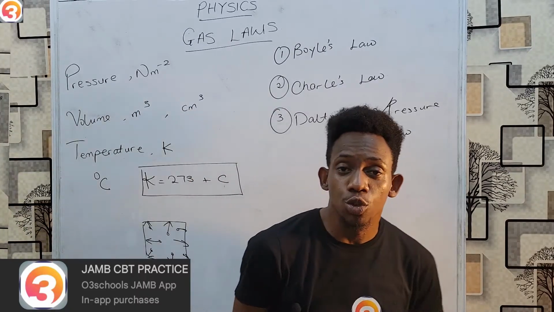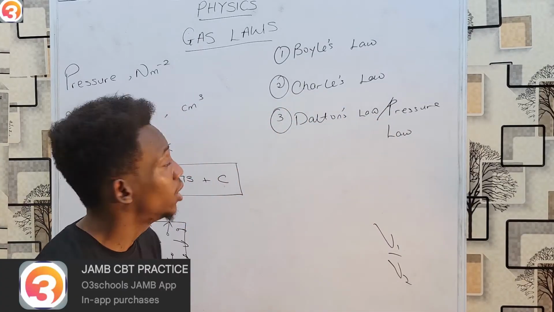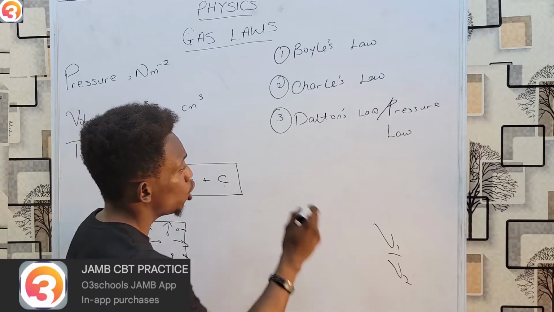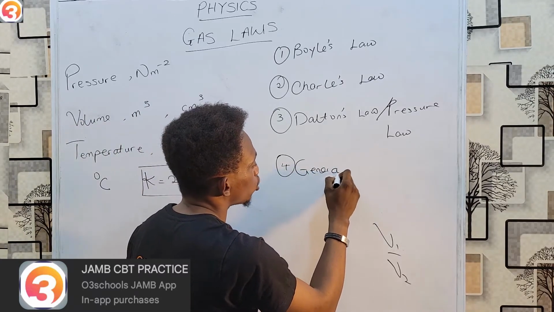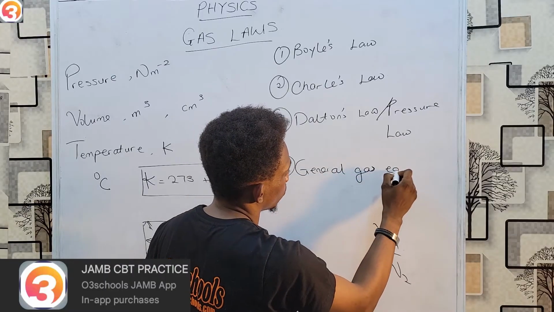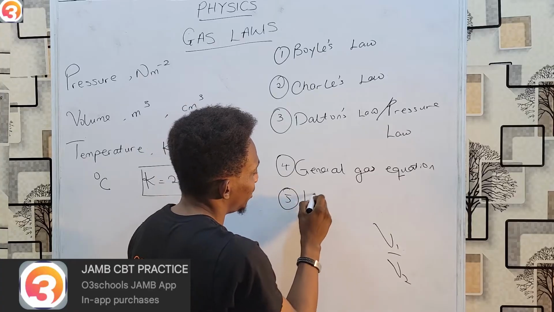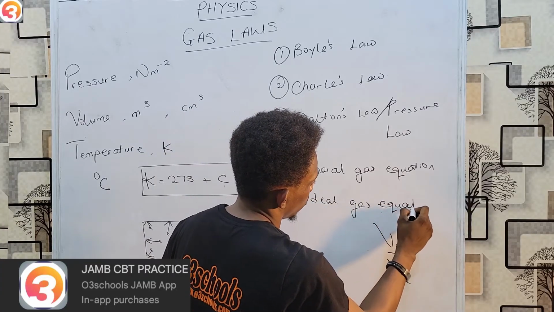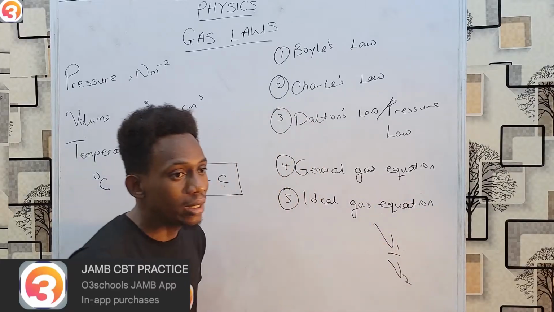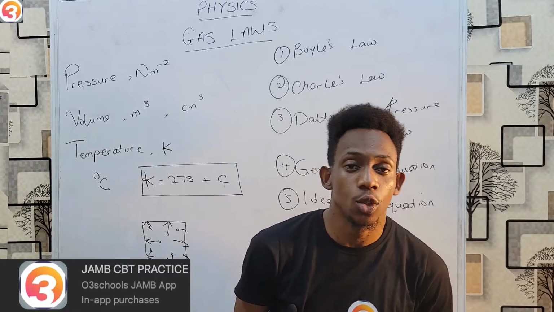Undoubtedly, if you studied chemistry, gas laws is also there, and there are a couple other laws. But for now, in physics, these are the core ones we focus on. Then obviously, these are not laws, but you must know that there's a general gas equation, and there's the ideal gas equation. So these five are the things we are going to be focused on within this topic.